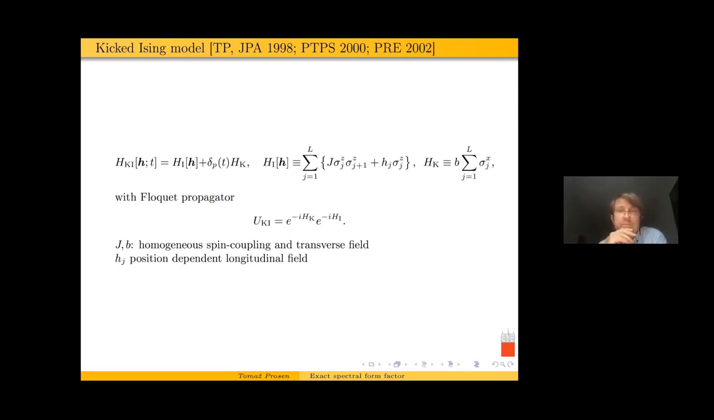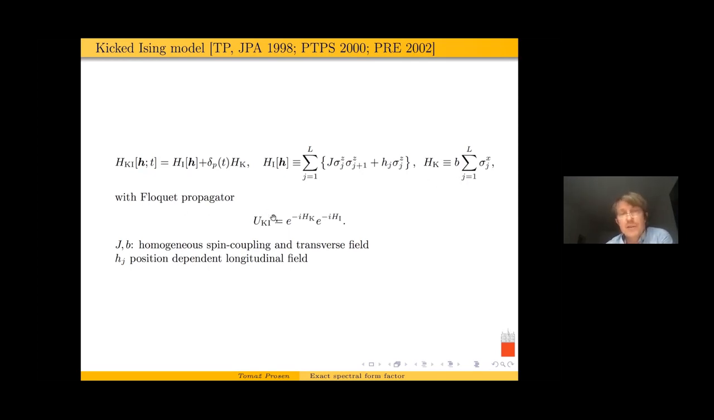The model I proposed to play with 20 years ago or so is probably the simplest model of spins 1/2 with local interactions. We take a classical Ising model with some longitudinal fields. In this particular case, I would take fields which are random or position independent. And then there is a kick. You take a two-step protocol in which the second step is the transverse field.